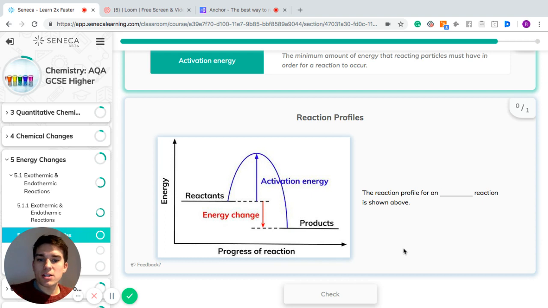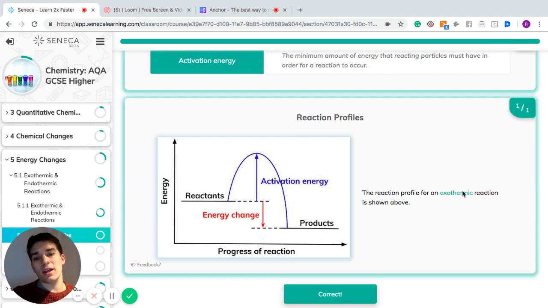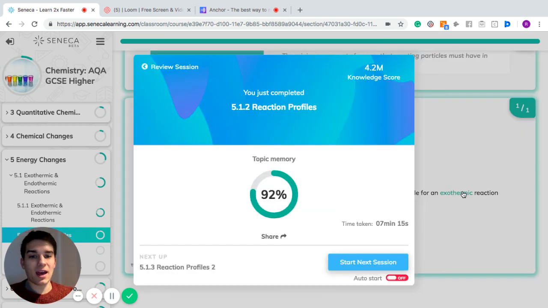And again, just to remind you, if the products are lower energy than the reactants, you first of all know that that is an exothermic reaction. But from a reaction profile, you can also tell where the activation energy is by seeing how high the loop goes with the reaction profile, and you can also see the energy change by looking at the difference between the energy levels of the reactants and the products.